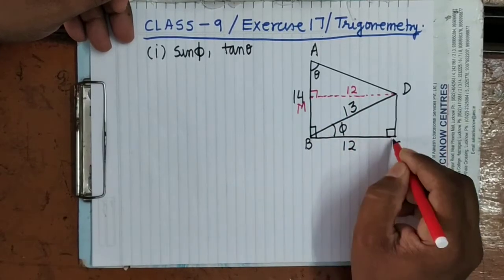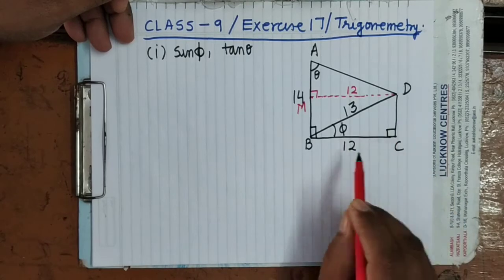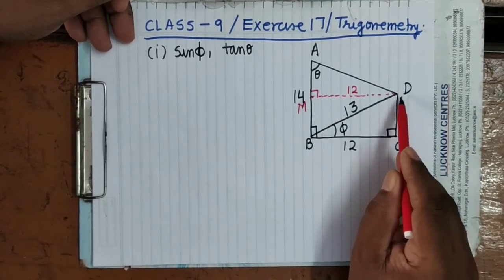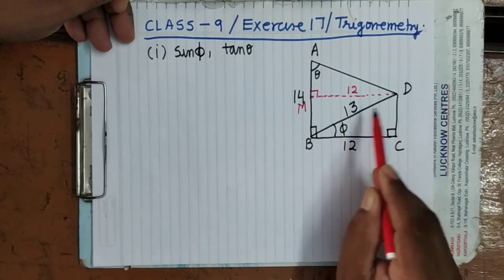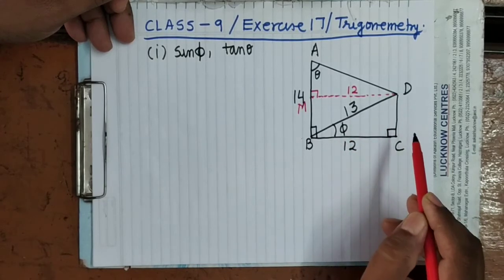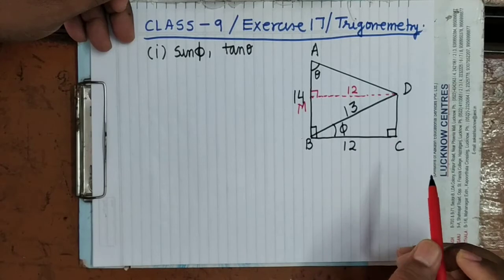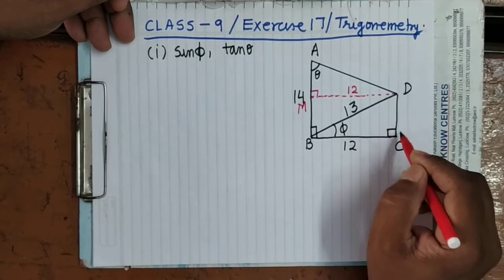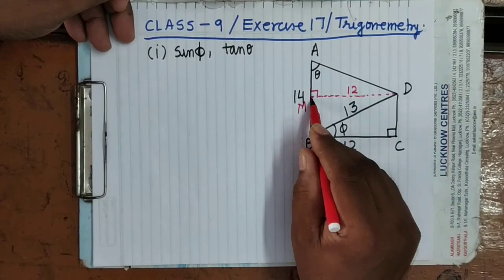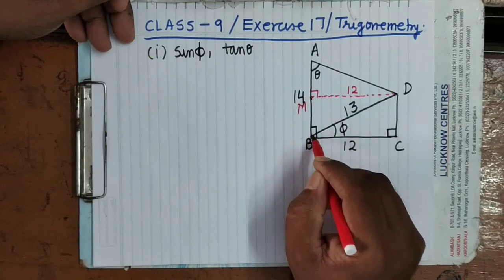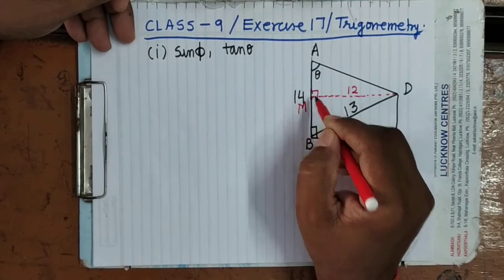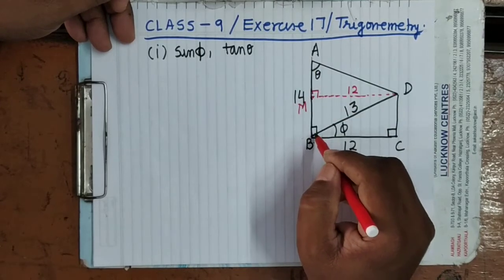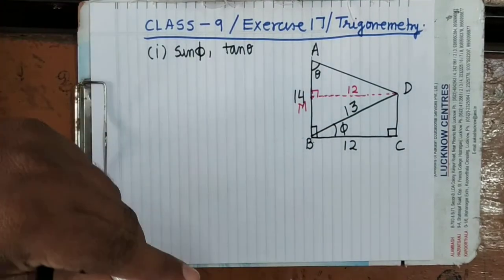From Pythagoras theorem, in triangle BCD, since two sides are given, you can get the third side. That third side DC will be equal to BM. And when BM is determined, then AM will be equal to AB minus BM. So first you do this.